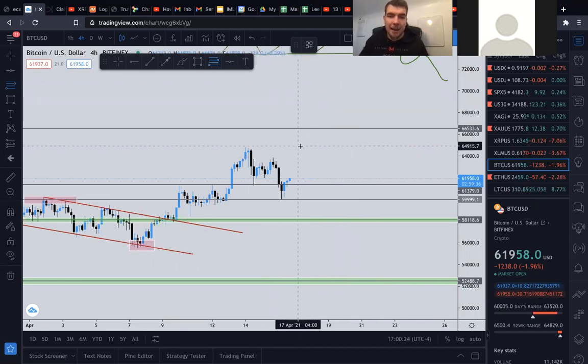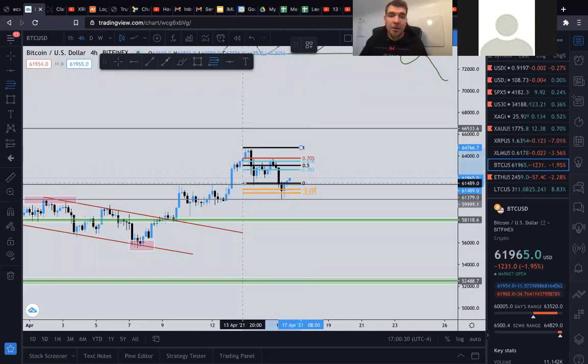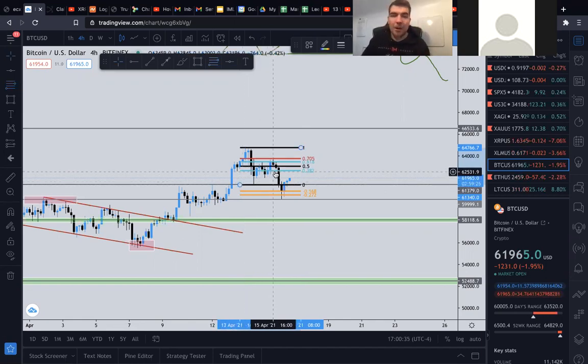But in this instance, I'm dragging the Fibonacci from the high. Now I'm going to drag it from the high to the low, the smaller low, right? The smaller low. And where did it go to? It went to the 61.8%. Sheesh.